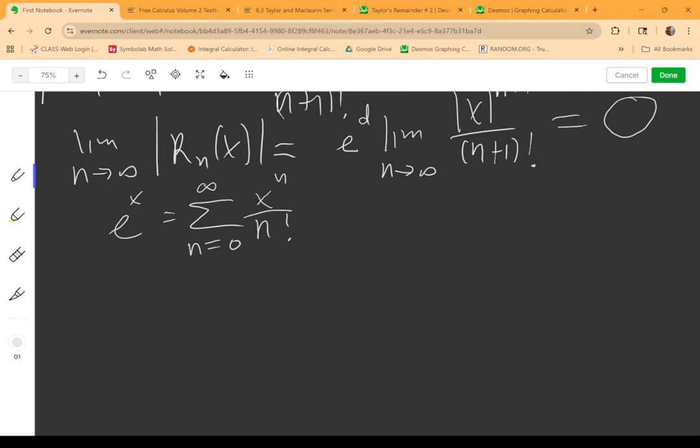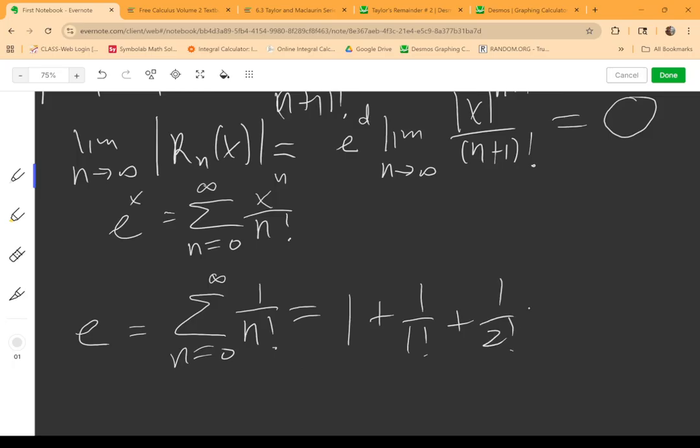More importantly, if we let x be 1, I have a representation of an irrational number e using rational numbers. It just happens to be an infinite series. So e can be represented like this: 1 plus 1 over 1 factorial plus 1 over 2 factorial plus 1 over 3 factorial, etc., by setting x equal to 1. So now I have an expression for the irrational number e using an infinite sum.